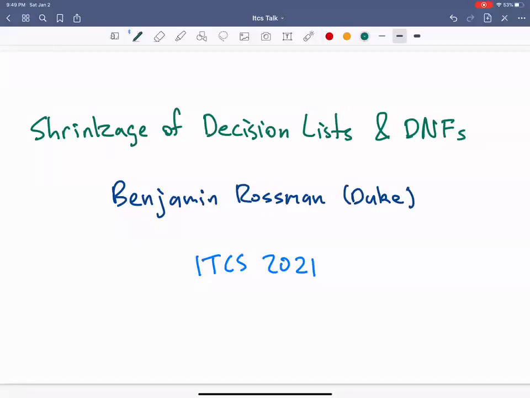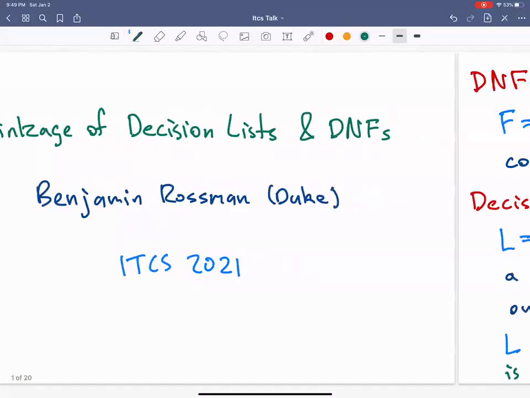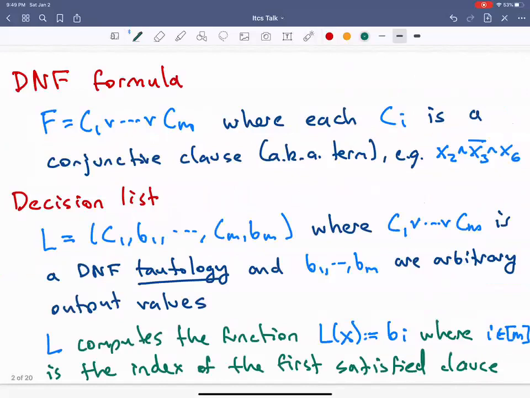Okay, so this talk is on shrinkage of decision lists and DNF formulas. I'm going to start by reviewing the models of computation that I'll be discussing. First are DNF formulas. A DNF is a disjunction of clauses, C1 to CM. Each Ci is a conjunctive clause, also known as a term. For example, X2 and not X3 and X6.